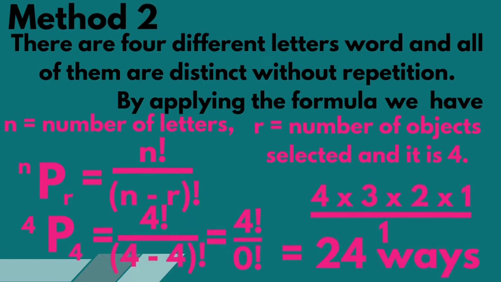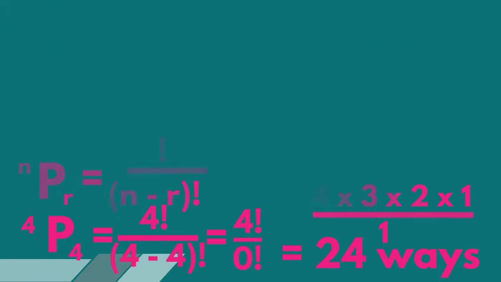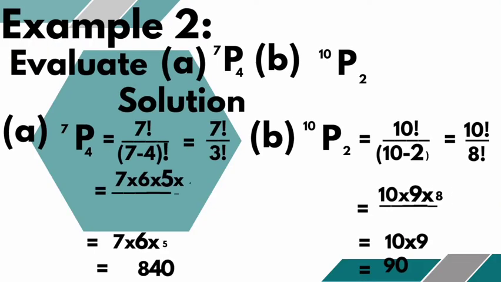So it means we have 4P4. So that is 4 factorial over 4 minus 4 factorial. 4 factorial is the same thing as 4 times 3 times 2 times 1. 0 factorial is the same thing as 1. So if you multiply all this together, you have 24 all over 1, which means these letters can be arranged in 24 different ways.